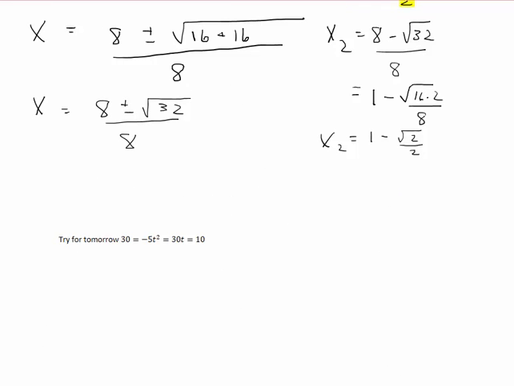I've just put one equation here for you to try tomorrow: 30 equals negative 5t squared. Let me just fix this here. Those shouldn't be all equals. Make it addition and addition. At the beginning of class tomorrow, I'd like to see your work for coming up with the zeros, the solutions, of 30 equals negative 5t squared plus 30t plus 10t.